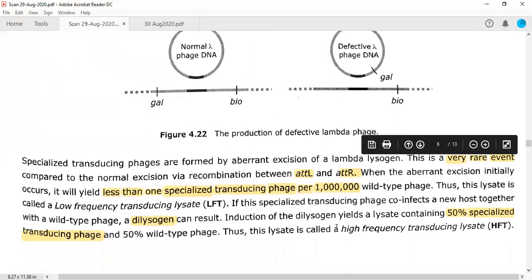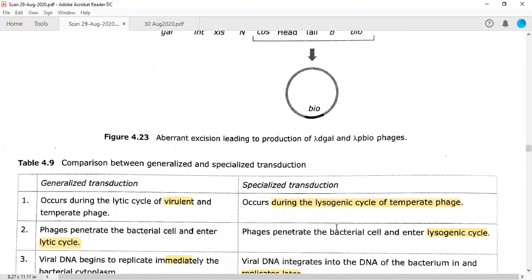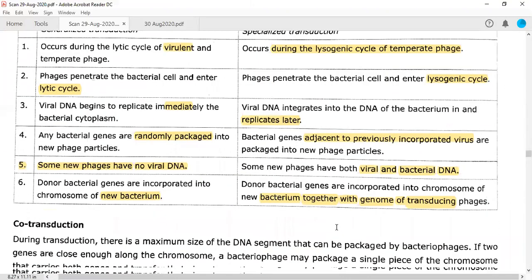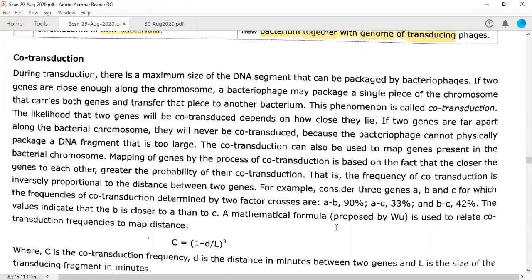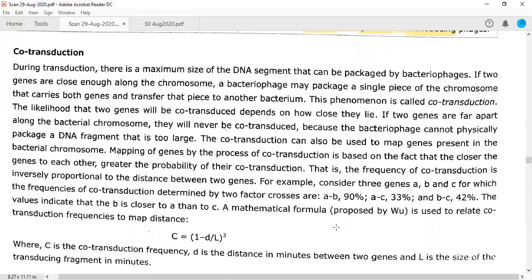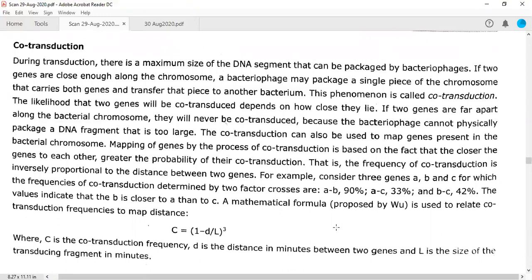Now there is a third term, that is co-transduction. Sorry, not co-infection, co-transduction. Please do not correlate this term. Co-transduction does not mean that two phages are infecting the same cell simultaneously. Co-transduction is when two genes are transferred at once.